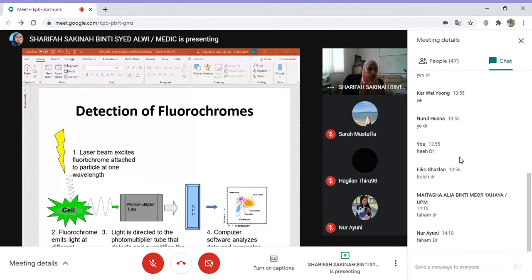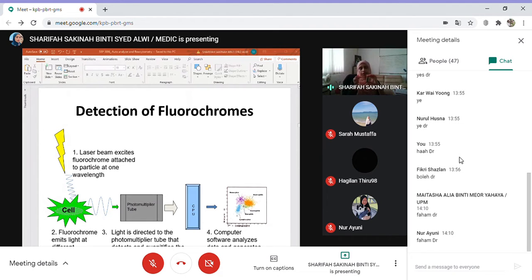First, the laser beam excites fluorochrome attached to particles at one wavelength. Fluorochromes emit light at different wavelengths. Ni cerita dia macam ni lah yang tadi saya ceritakan tadi tu. So you have the laser beam and you have the cell. The cell passes through the laser beam, and the laser beam will excite the fluorochromes. So the fluorochromes emit light at different wavelengths.